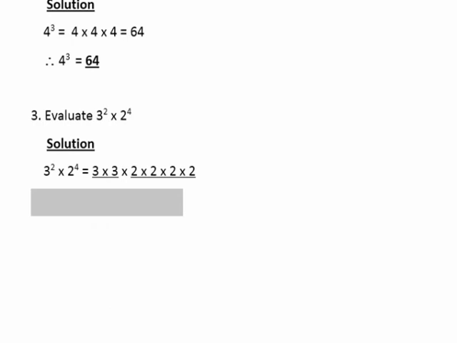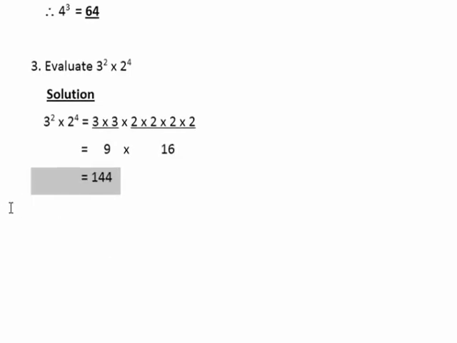Thereafter, let's see. 3 times 3 is 9. This multiplication is placed here. 2 times 2 is 4, 4 times 2 is 8, 8 times 2 is 16. Now we finish by multiplying 9 by 16, which is 144. Therefore 3 squared times 2 power 4 is equal to 144.